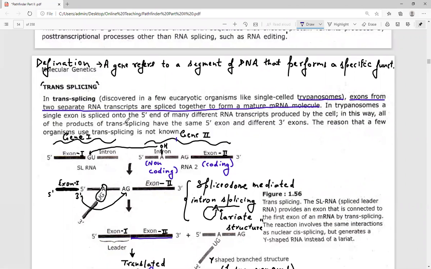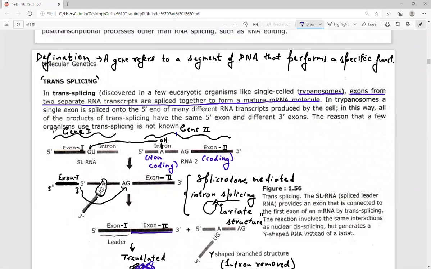A single exon is spliced onto the 5' end of many different RNA transcripts produced by the cell. In this way, all the products of trans splicing have the same 5' exon and different 3' exons. So this 5' exon is going to be the same in all, but the 3' exon is going to be different.